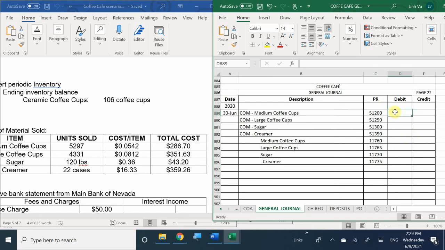So what was the total cost of selling 5,297 cups? 286.70. All right. What about my large cups? 351.63. And my sugar? 43.20. And my creamer? 359.26. Hopefully those are all right.